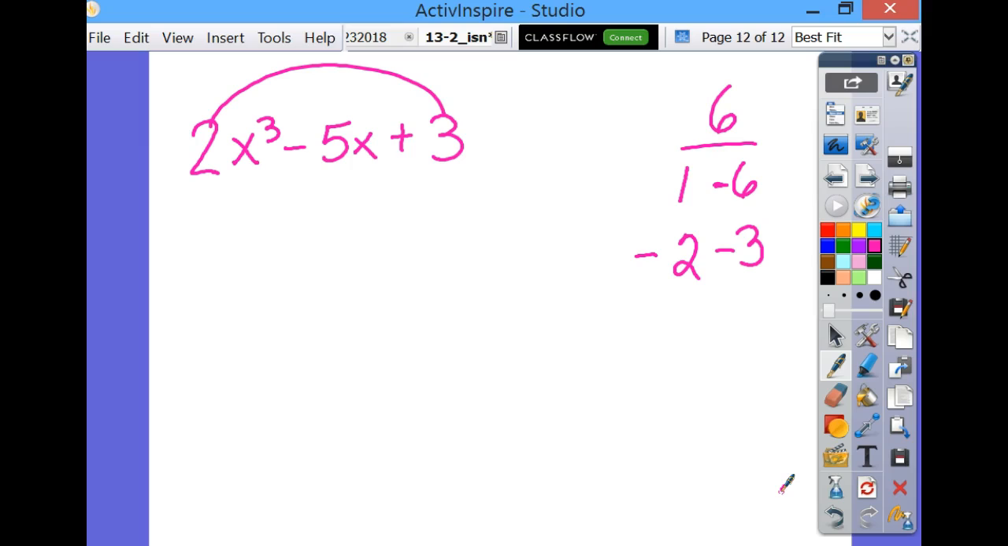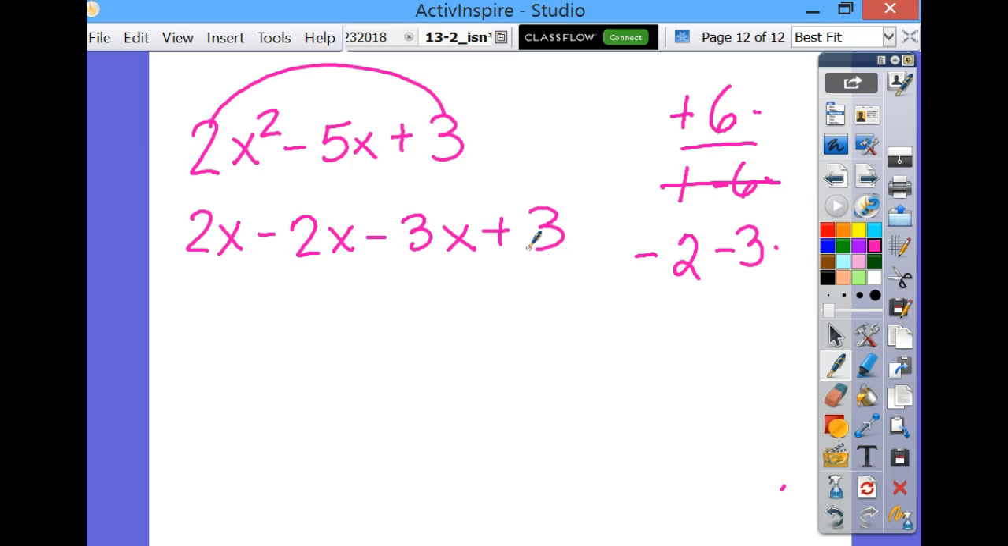How do I know which pair to use? Will this pair multiply to a positive 6? This is a positive 6. Does that multiply to a positive 6? This is the pair that I need. But I have to factor by grouping, and I believe I copied this off of my paper wrong. Wasn't that a squared to start with? And so this is 2x squared minus 2x minus 3x plus 3.